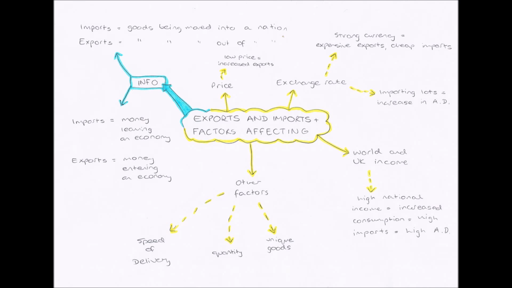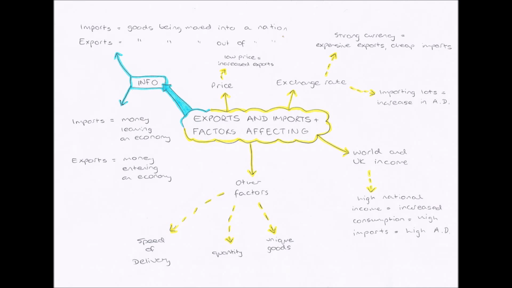And this is the opposite way around if the price is high. If the price is high, then it's unattractive to buy British goods, so other countries won't buy them, therefore exports will be low. And it's also unattractive for British people to buy British goods, so they will look to other countries and import those goods from there. So if the price is high, exports will be low and imports will be high.